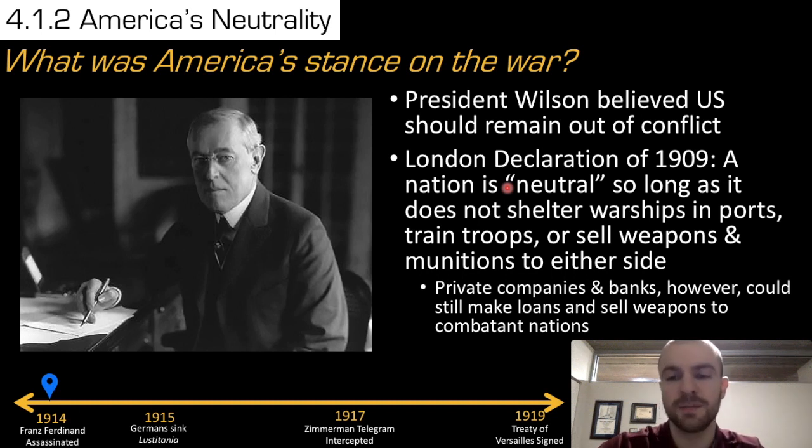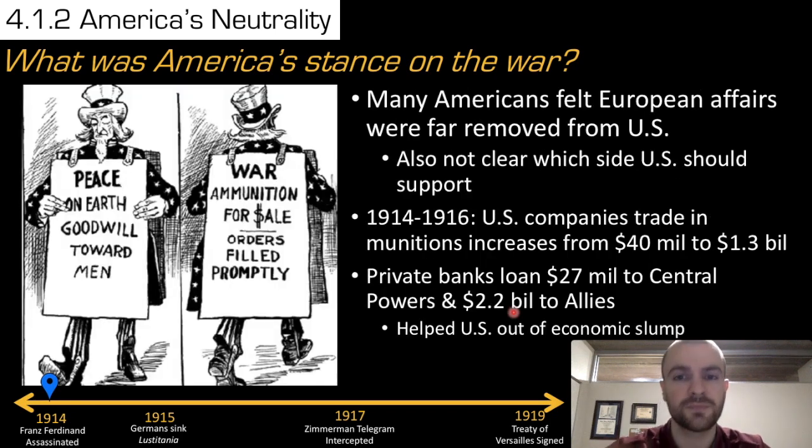And then the third stipulation is that a country is neutral when it does not sell weapons and munitions, these are kind of like war materials, to either side. But private companies and banks, however, could still make loans and sell weapons to combatant nations. So many Americans sided with Woodrow Wilson on this. They didn't want to get involved in a European war.